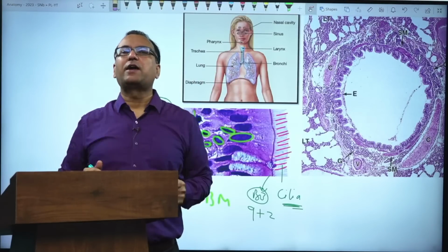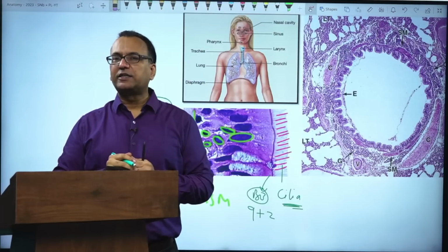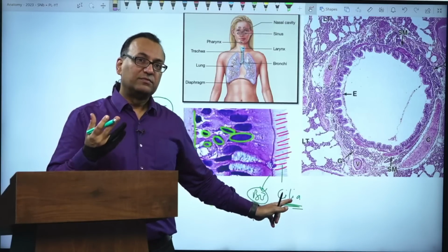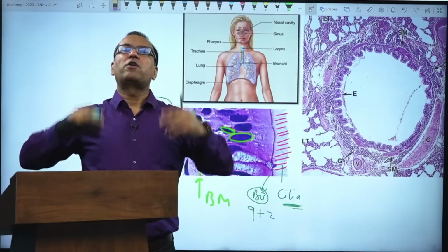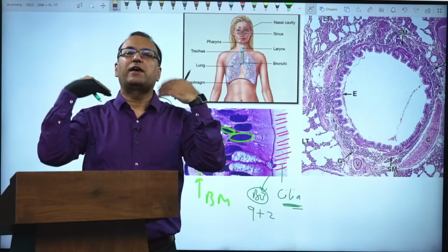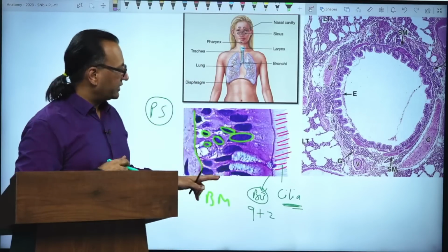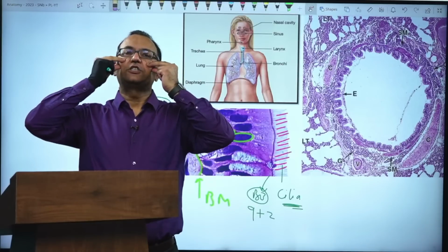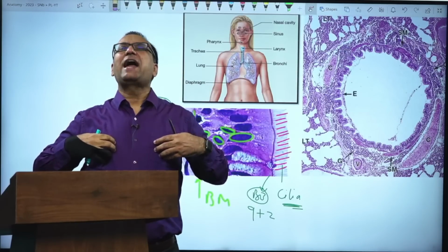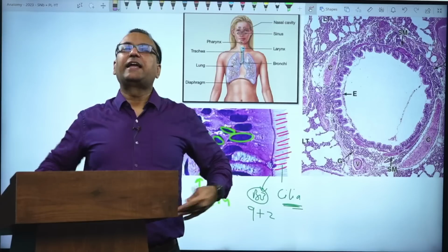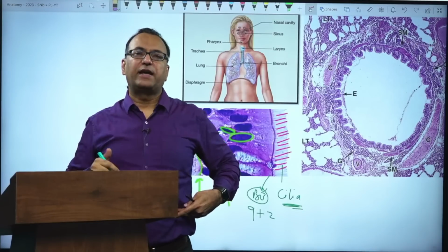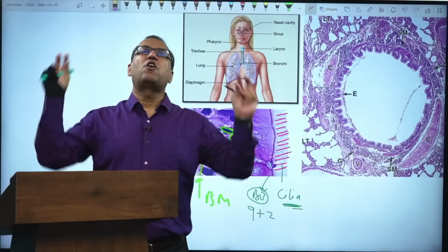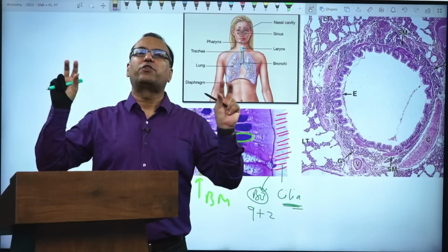What will happen in Kartagener syndrome? In Kartagener syndrome, immotile cilia syndrome, chronic sinusitis, bronchiectasis, because you could not clear the bacteria. In Kartagener syndrome, immotile cilia syndrome, you will have chronic sinusitis, bronchiectasis, and decreased fertility. Why decreased fertility in Kartagener syndrome? Because the conceptus could not reach the uterus. It was implanting in the uterine tube.